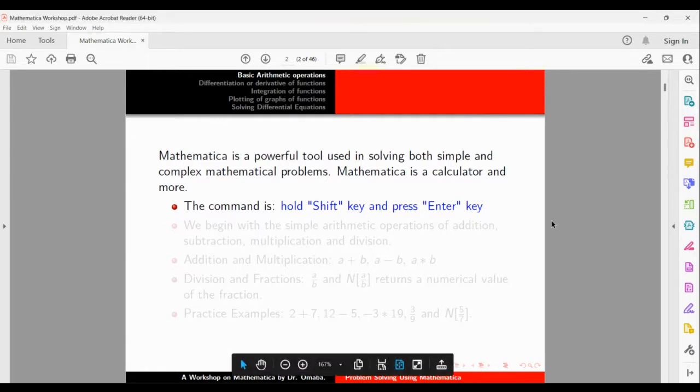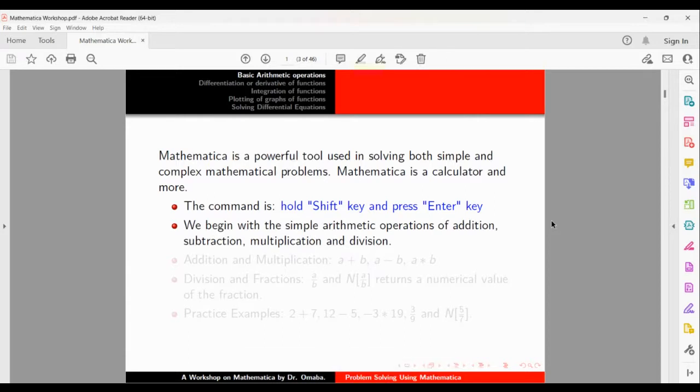Now let's begin. It does basic mathematical operations: addition, subtraction, multiplication, division. It does all of this. Very easy. These ones are not hard to do. Just the way we write addition or subtraction or multiplication, you can do it inside the notebook of Mathematica, and then you hold your shift key and press enter, and it does the work for you.